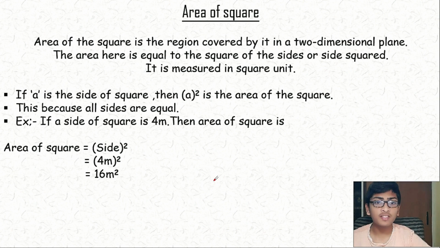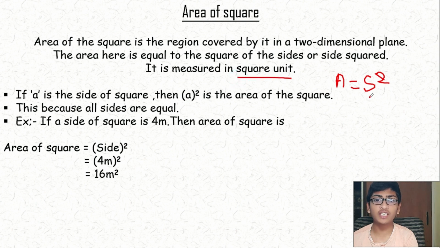Next one, area of a square. The area of a square is the region covered by it in the two-dimensional plane. You know that a plane is something which contains everything. A plane is two-dimensional, meaning you can take an infinite paper or infinite pad. Plane means it's infinite. Planes are divided into two-dimensional planes and also three-dimensional planes. Next, area is equal to the square of the side, or side squared. Area of a square equals side squared, and it is measured in square units.